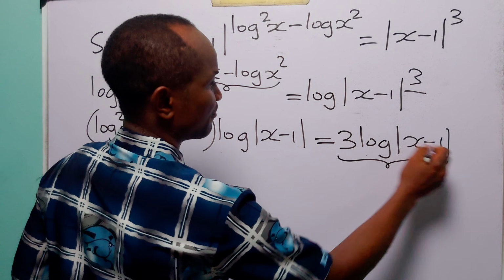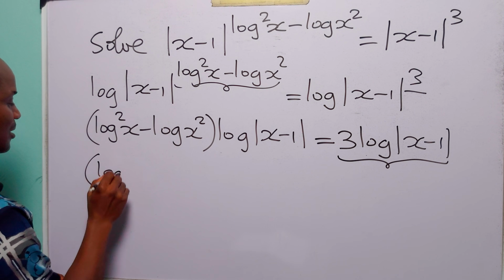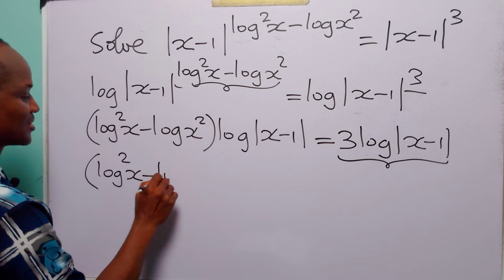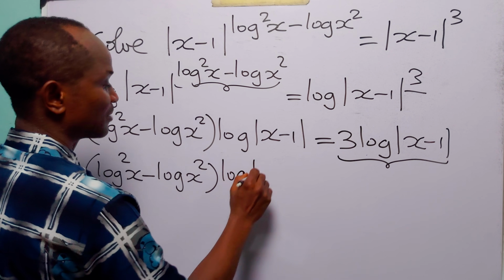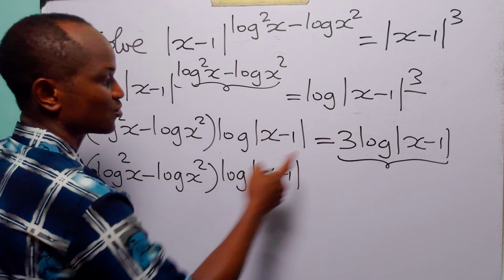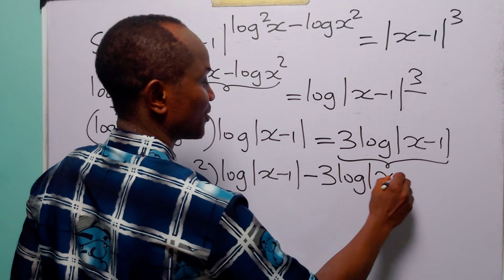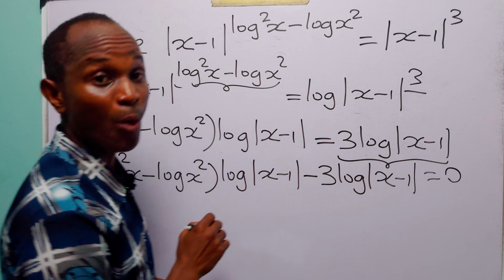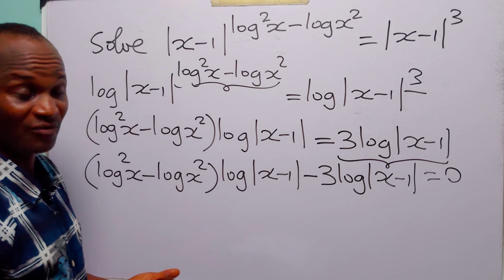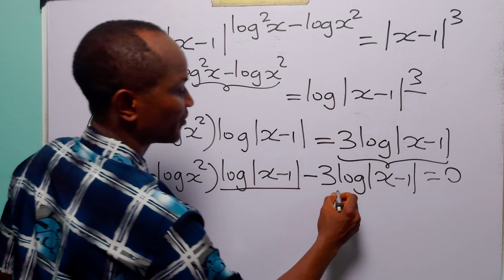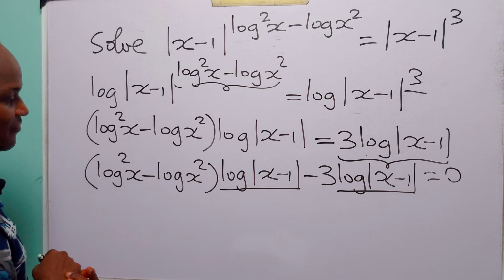Now let us move this term over to the left-hand side. When we do that, we have that log squared x minus log x squared times log absolute value of x minus 1, minus 3 times log absolute value of x minus 1, is equal to 0. Now, when you look at these two terms, you're going to see a common factor. That is log absolute value of x minus 1. So we can factorize.